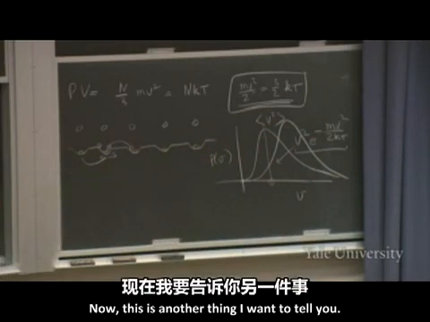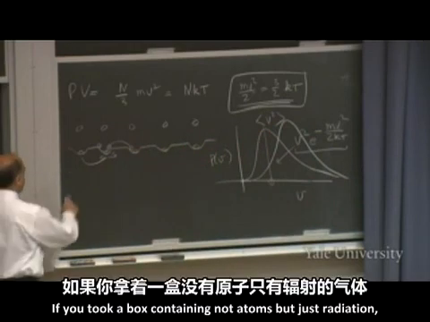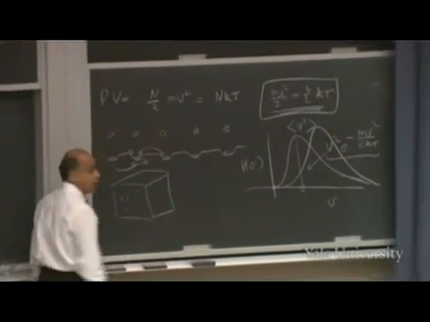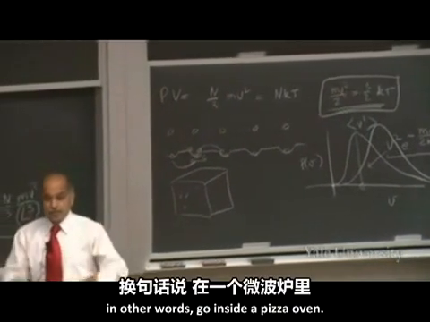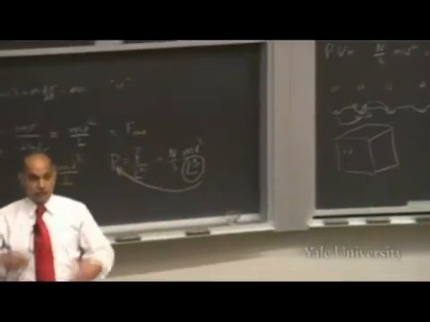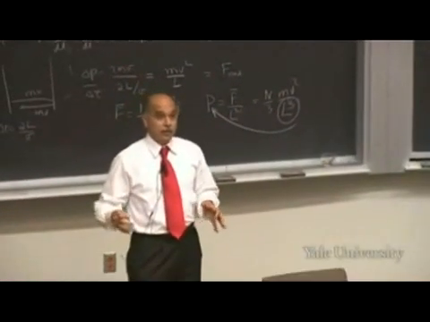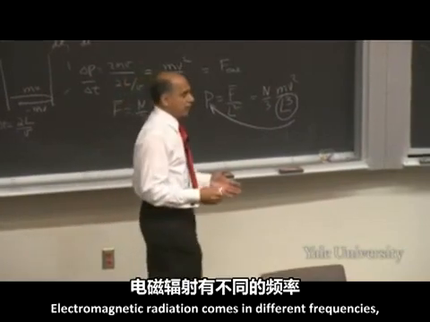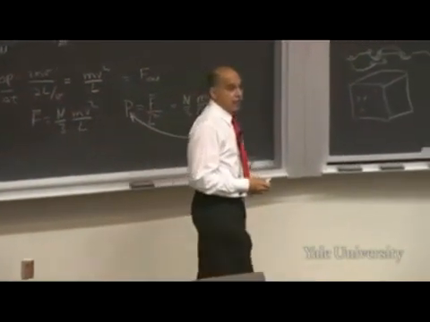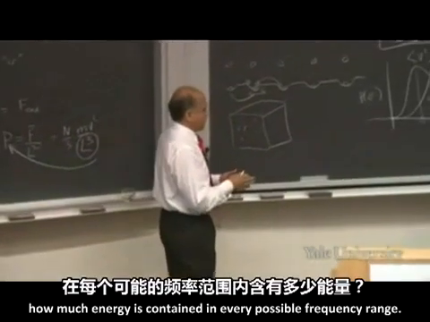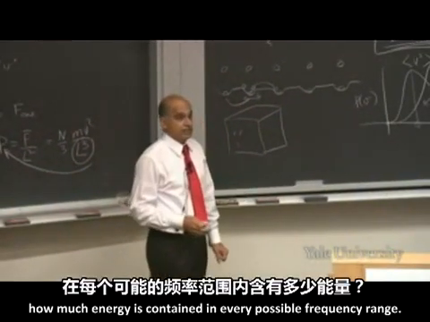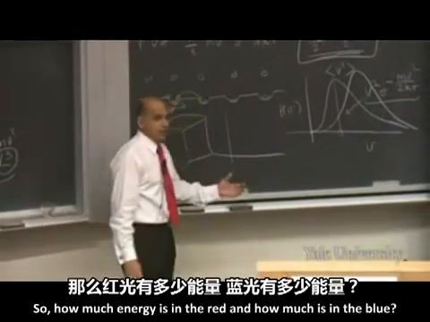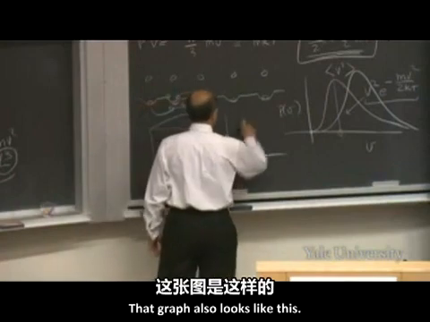Now, this is another thing I want to tell you. If you took a box containing not atoms, but just radiation, in other words, go inside a pizza oven, take out all the air, but the oven is still hot, and the walls of the oven are radiating electromagnetic radiation. Electromagnetic radiation comes in different frequencies, and you can ask how much energy is contained in every possible frequency range. You know, each frequency is a color, so how much energy is in the red, how much is in the blue. That graph also looks like this.